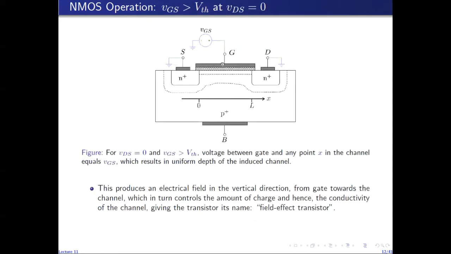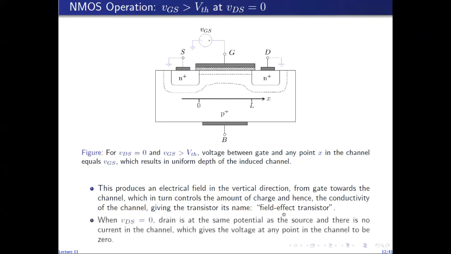Because of this positive charge on the upper plate and negative charge in the channel, an electric field in the vertical direction from the gate towards the channel is produced. And this electric field actually controls the amount of charge and hence the conductivity of the channel, which is why these devices are called field effect transistors. So when the drain to source voltage is zero, when the drain and source are at the same potential, then there is no current in this conductive channel.